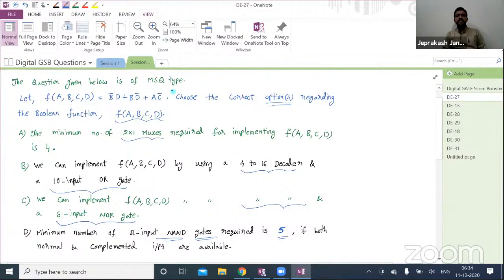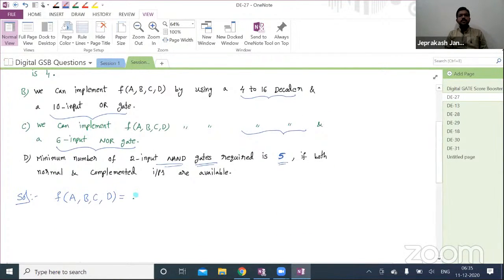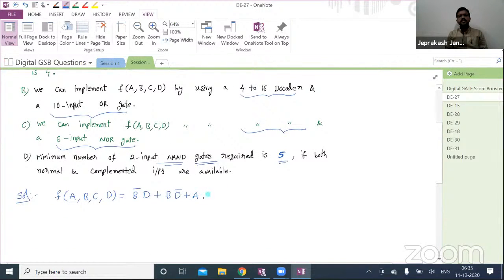Okay. So here he has given one expression. We have to check whether whatever the choices they have mentioned, whether those are correct or not. Whichever correct options are there, we have to choose all the correct options, right? First note down the given function. F of ABCD is equal to B bar D plus BD bar plus A into C bar. This is the given expression.